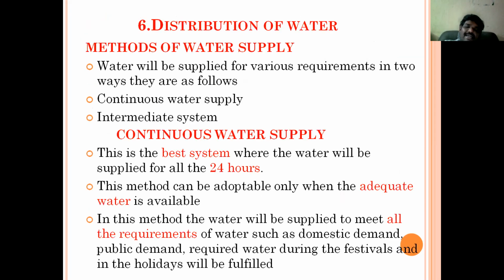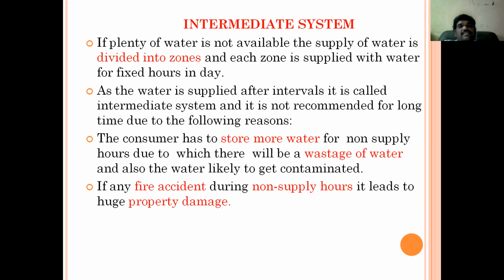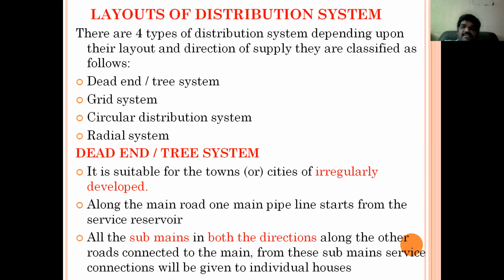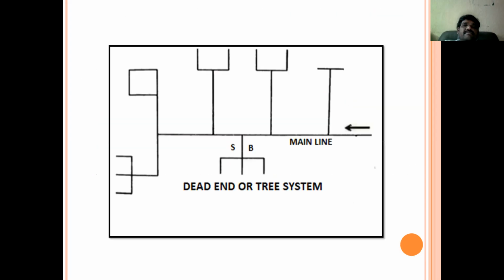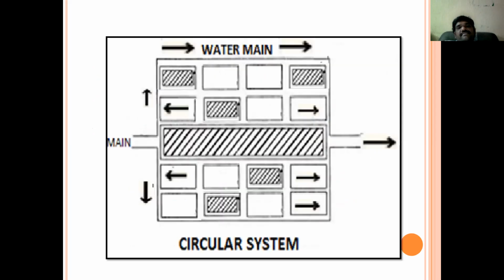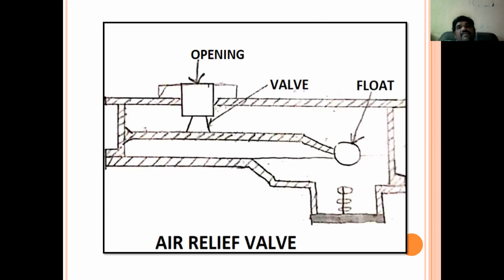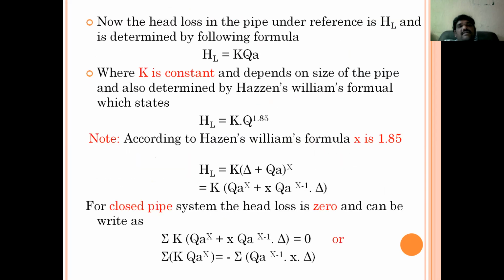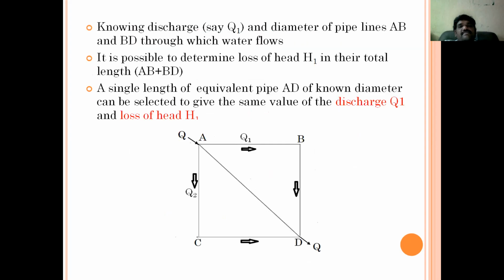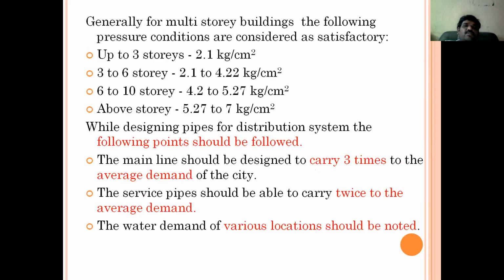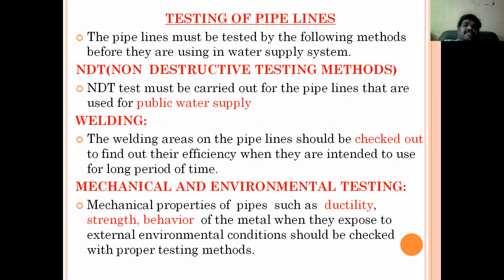And distribution of water, in this unit we are here. Methods of water supply: continuous water supply, intermittent water supply. Just now we already discussed all these things. Layouts of distribution system, followed by valves, different types of valves, pipe systems, Hardy Cross and equivalent pipe methods present in the distribution system, testing of pipelines.